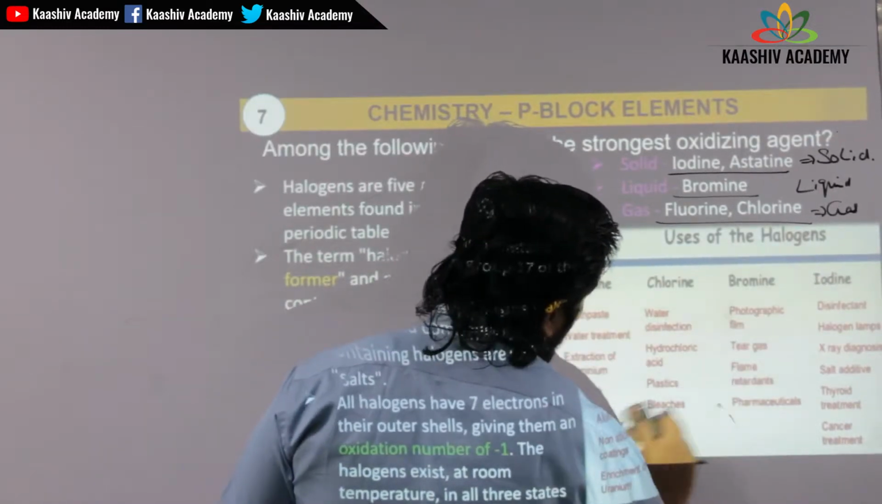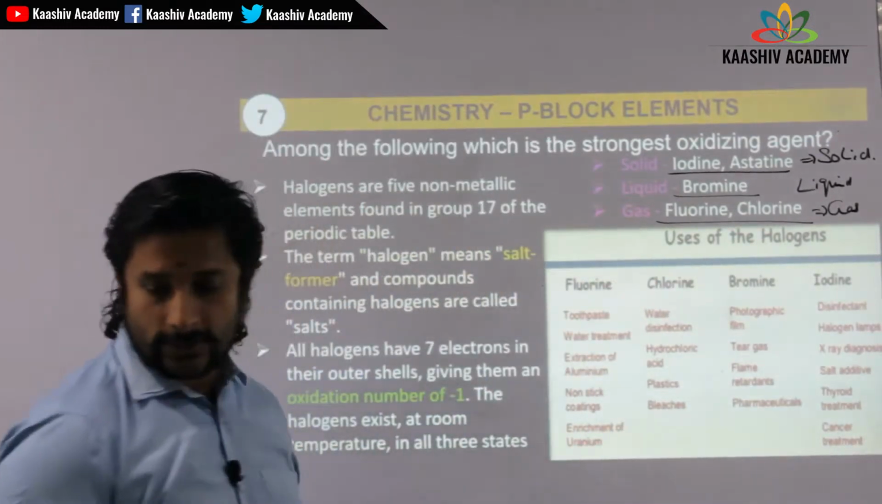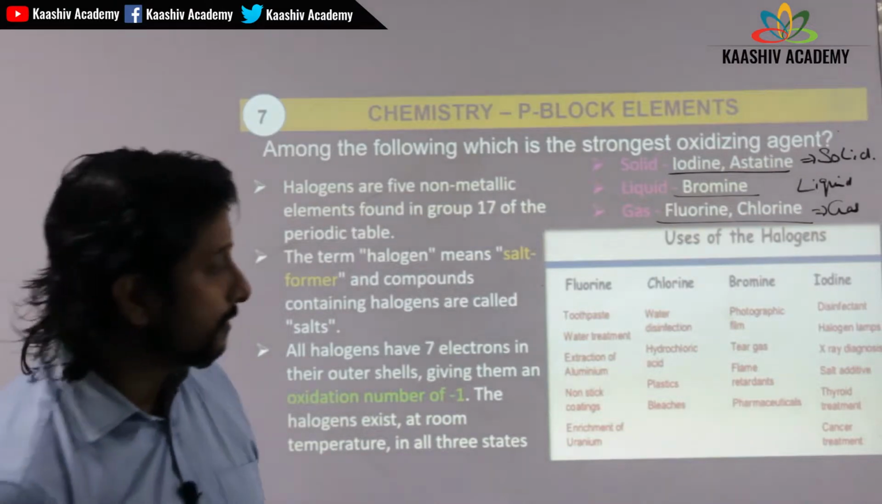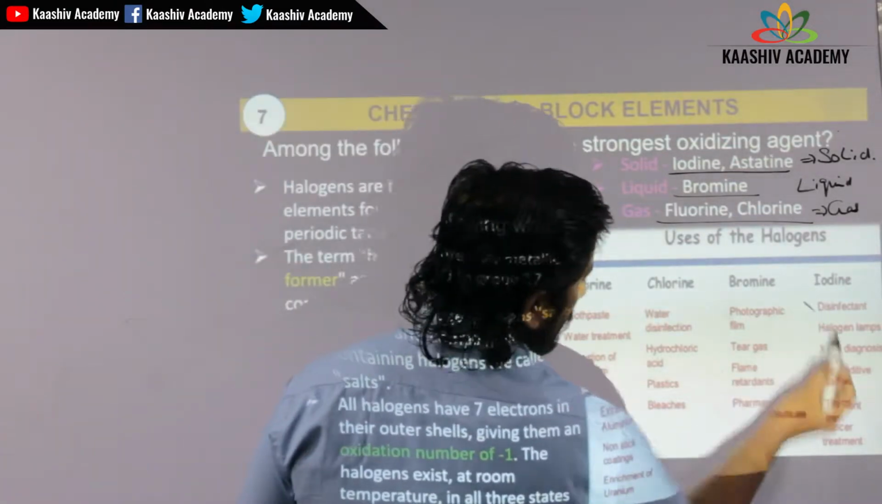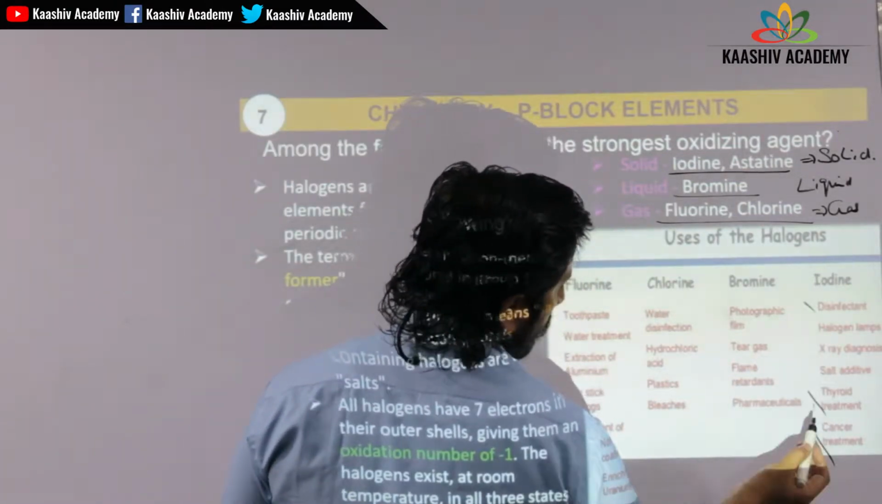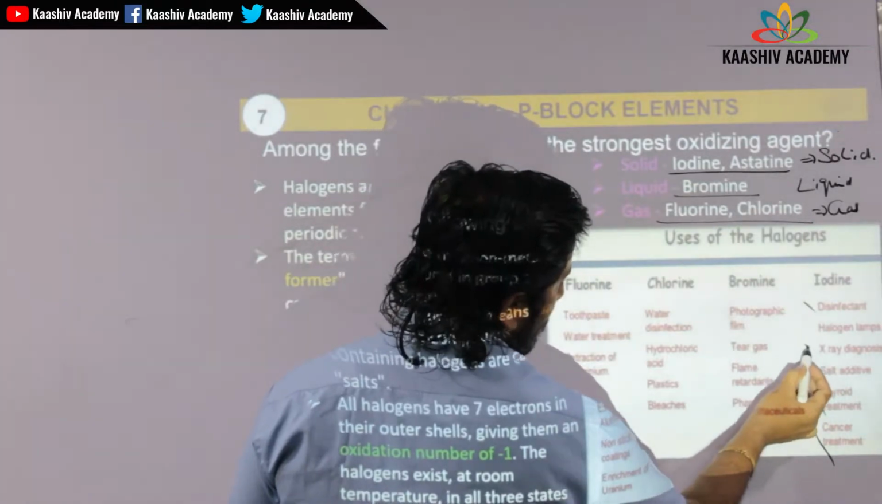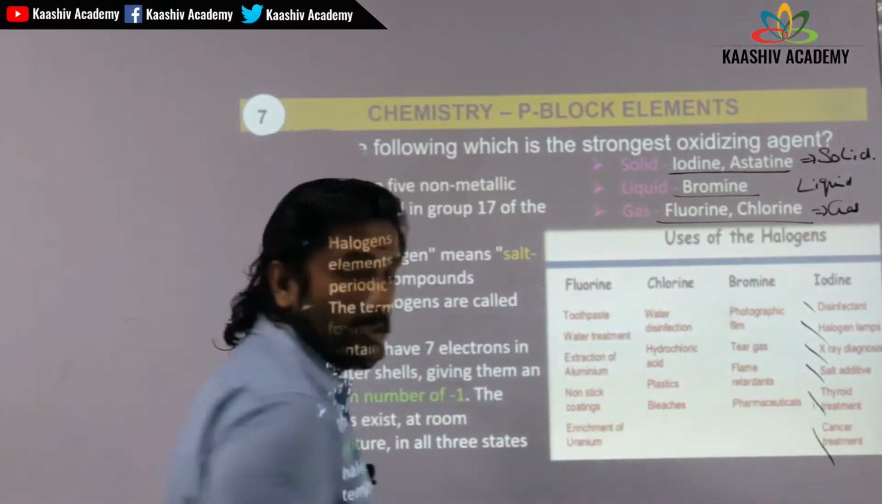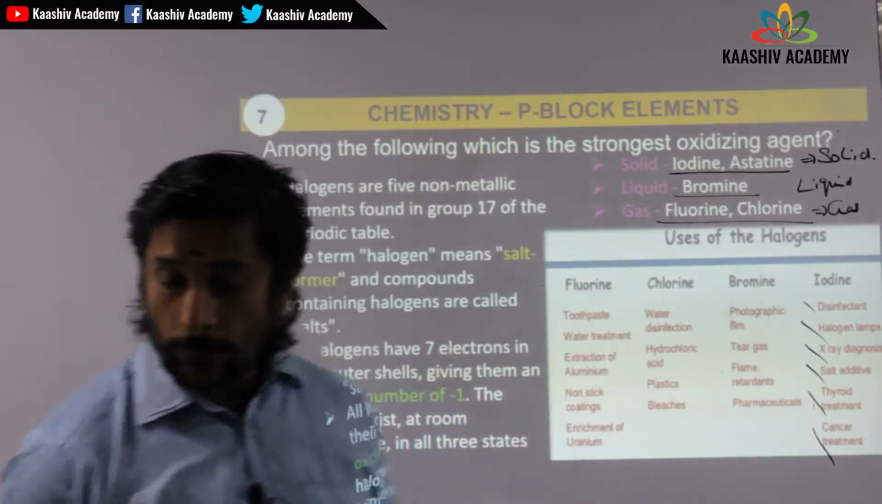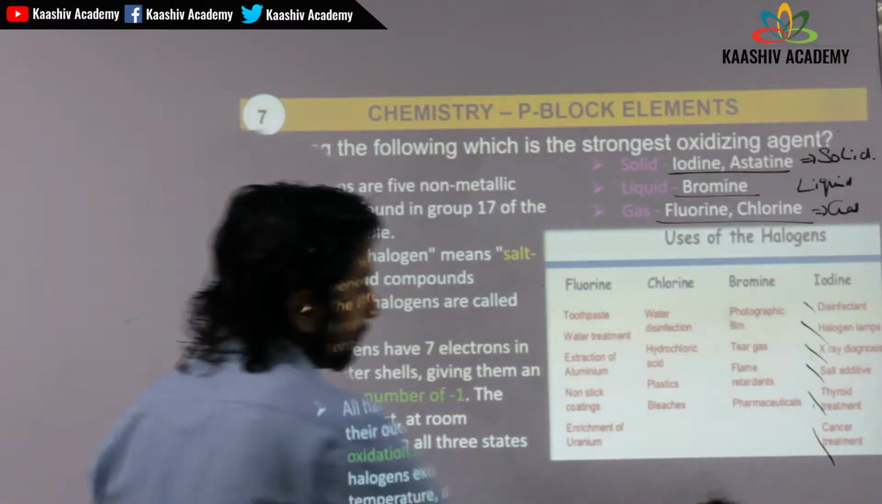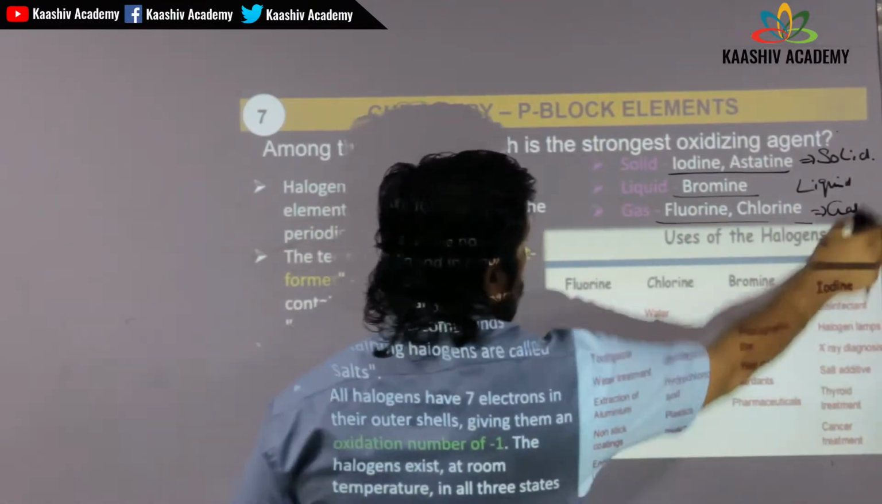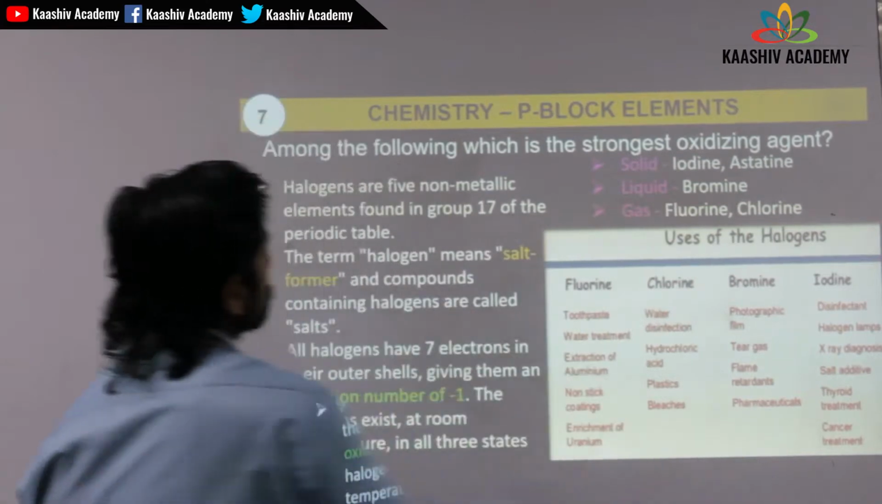Obviously the final one is iodine. So iodine is used in many areas like a disinfectant, thyroid treatment, cancer treatment, salt additive, X-ray diagnosis and halogen lamps. These are all very important uses of these elements. Please make a note of it. They may ask in the exam.